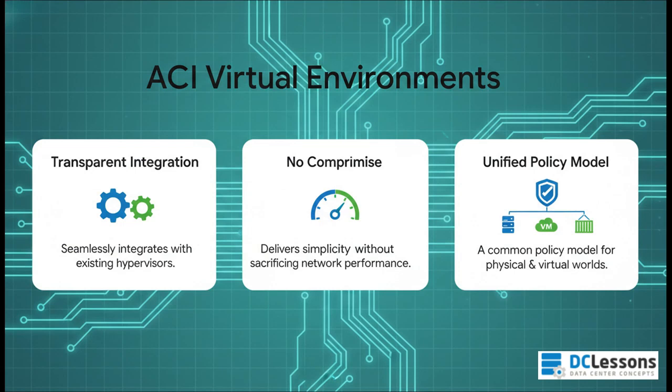Now, ACI pulls this off through three really key principles. First up is transparent integration. This means it's designed to work with the hypervisors and tools your teams already know and love. Second, and this is huge, there's no compromise on performance. This simplicity doesn't cost you speed. It's built for line rate forwarding. And, most importantly, it creates a unified policy model. It literally creates a common language for your physical and virtual teams to speak.